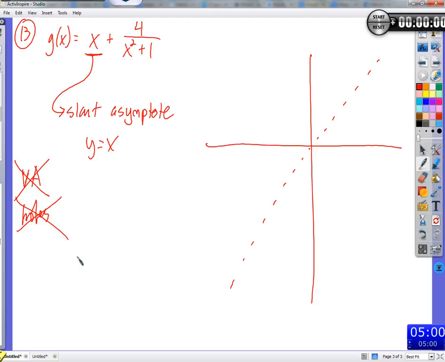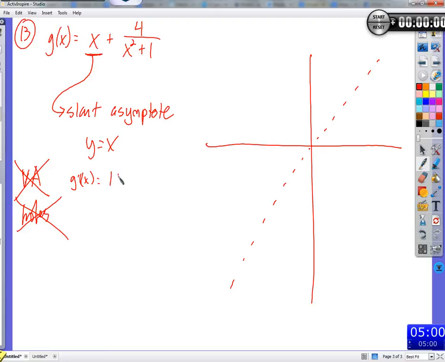Okay, so now we should take the derivative. You can look for x-intercepts if you want. I don't put a big emphasis on that. It is information that we could use, but it's going to cross the x-axis most likely if it needs to. And there's no vertical asymptote, so at some point it would have to.